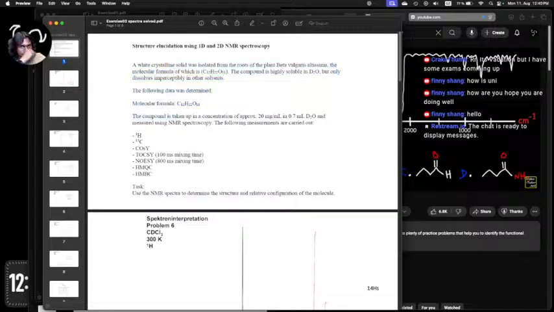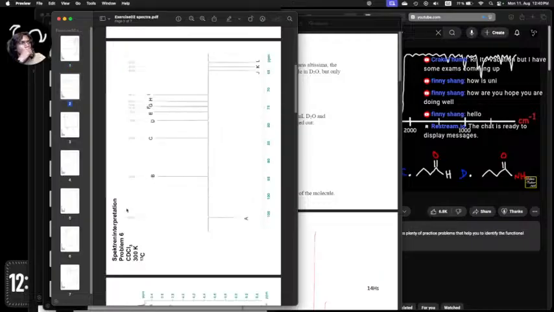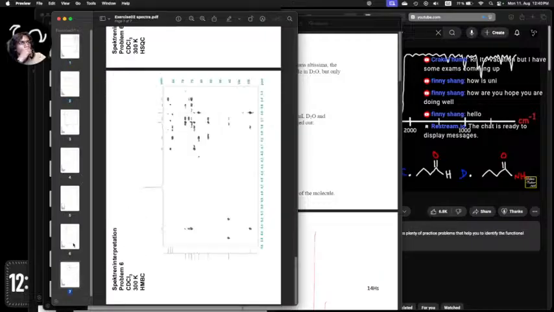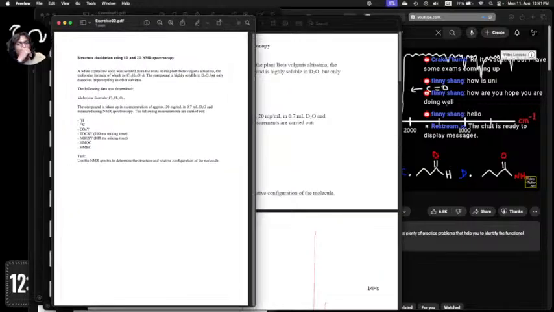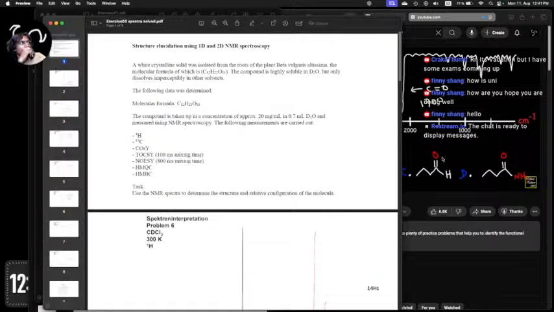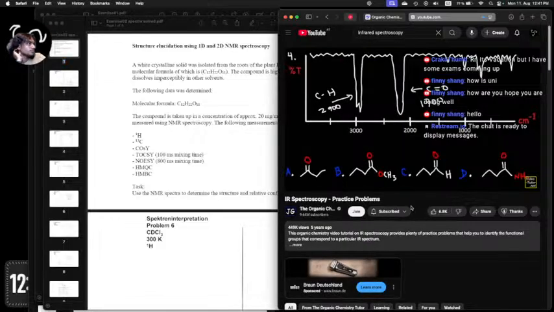So let's identify the signals that we have. We have an alkane CH stretch with a signal of around 2900. And we do have a carbonyl stretch, or carbonyl C=O stretch, with a signal at 1700. Those are the two main signals that we have. So with this information, can we identify the right answer?